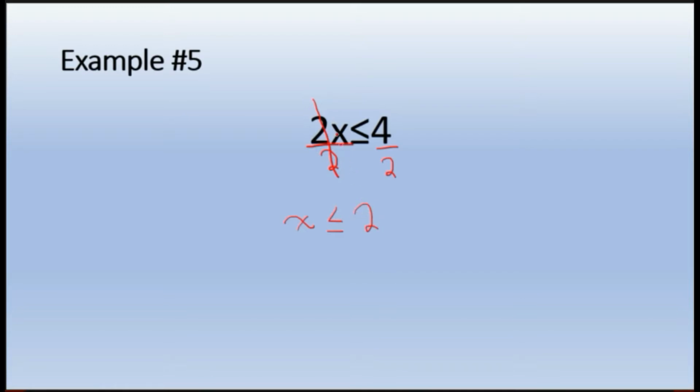Go ahead and plug that back in for x. We'll have 2 times 2 for the x, less than or equal to 4. 2 times 2 equals 4, and less than or equal to 4. 4 is less than or equal to 4, so it checks out.